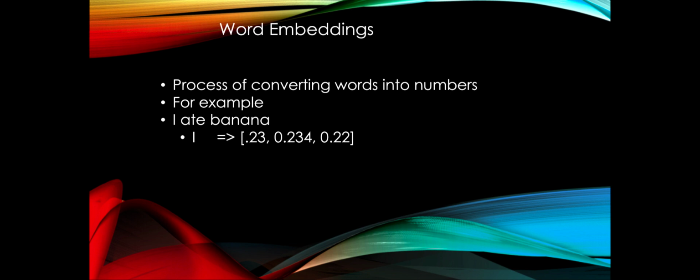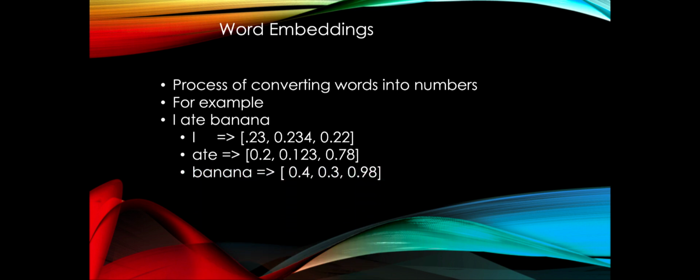For example, the word "I" is represented by an array of three numbers: 0.23, 0.234 and 0.22. Similarly, the word "ate" is represented by another array of three numbers: 0.2, 0.123 and 0.78. Similarly, the word "banana" is represented as an array of three numbers: 0.4, 0.3, 0.98.